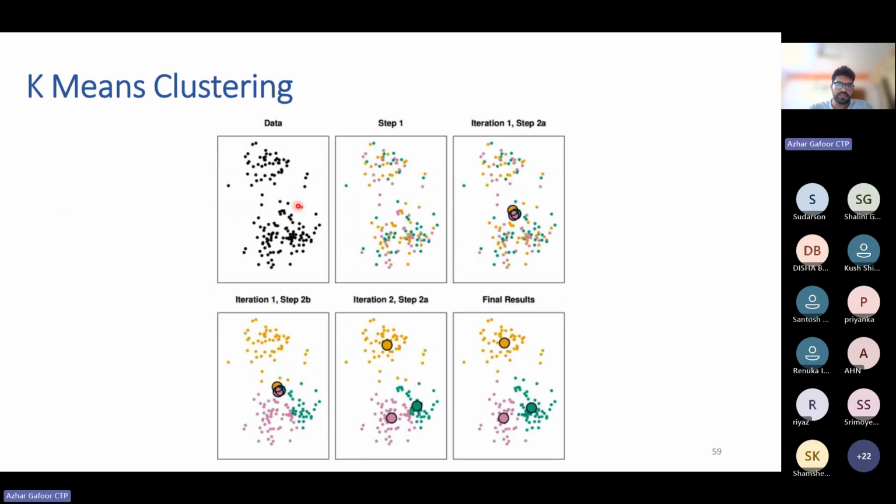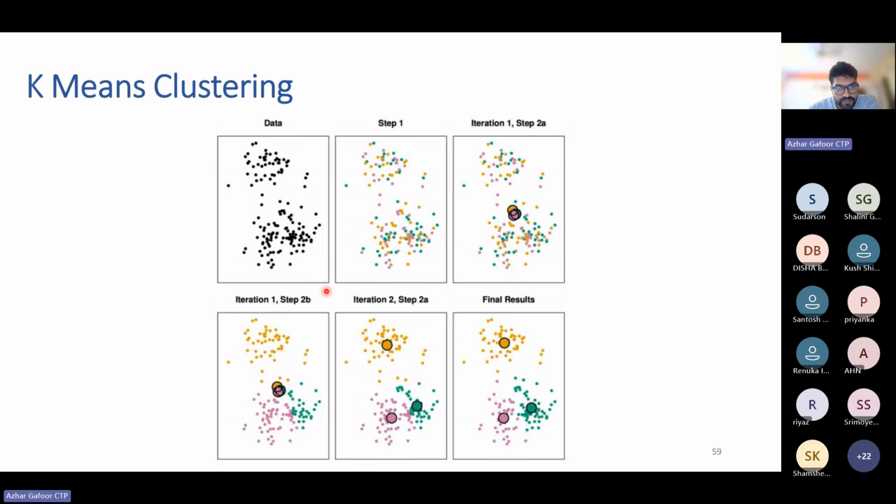So how do we do that? So this is our data. Then step 1, we'll assign each of the points to some random cluster. Then what we do is, first we will find the centroid of all the yellow points. So that is here. Then pink points and green points. So here we have 3 centroids.